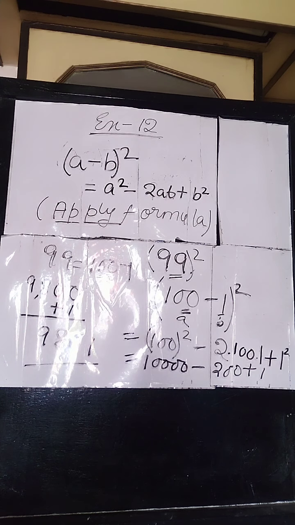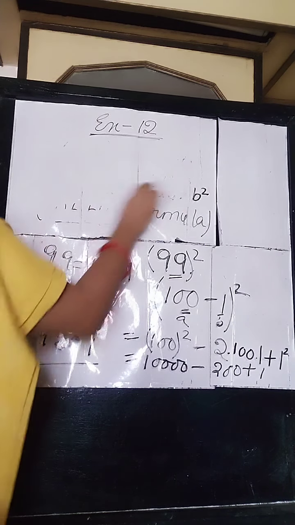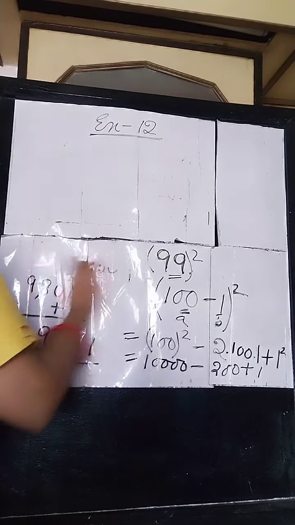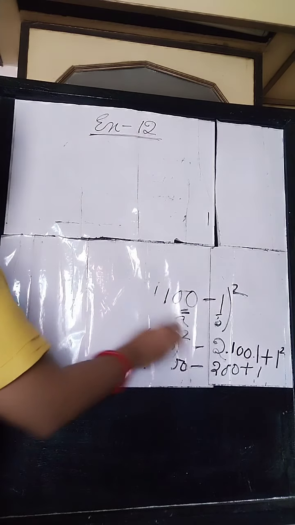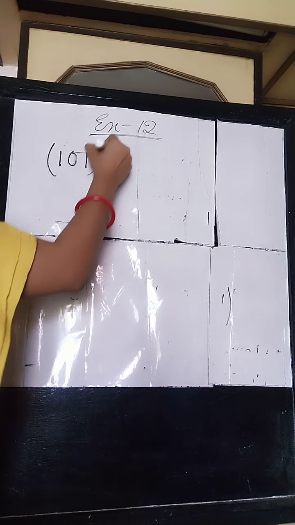So in this way, if any numerical value is given and we are asked to do the square of it, we will apply the formula in this way and find out the value. Suppose another sum I am showing you from the book, exercise 12, that is 101. You are asked to find out the numerical value of the square of 101.